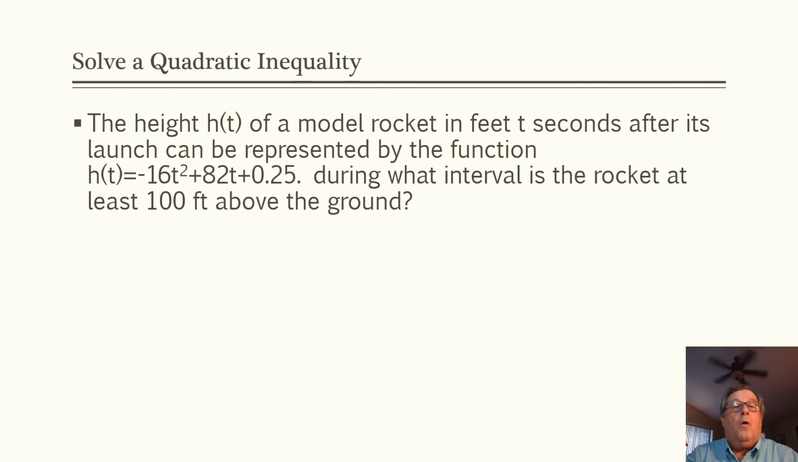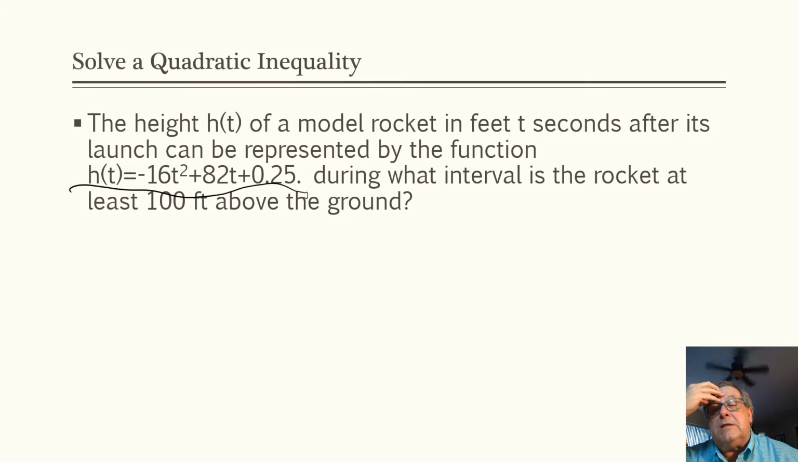How can we move forward without a word problem? We just can't. So let's look at one involving a quadratic inequality. The height, h of t, that's what we're going to name our function, of a model rocket in feet, t seconds after its launch can be represented by the function negative 16t squared plus 82t plus 0.25. So t is time, it's dealing with seconds.